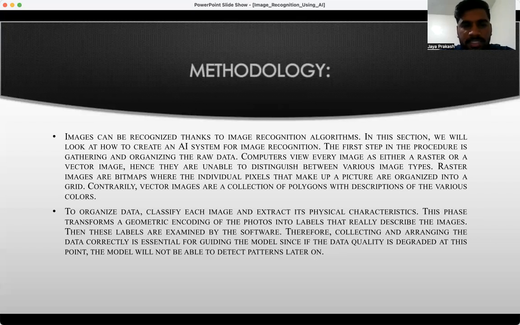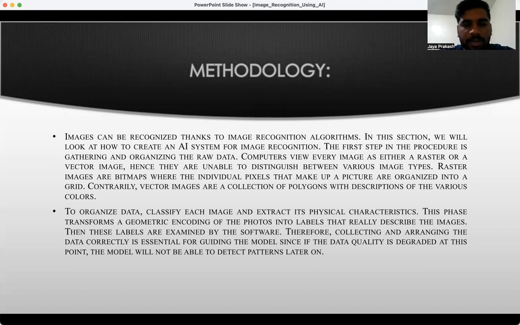Images can be recognized thanks to image recognition algorithms. In this section, we will look at how to create an artificial intelligence system for image recognition. The first step in the procedure is gathering and organizing the raw data. Computers view every image as either a raster or a vector image. Hence, they are unable to distinguish between various image types.